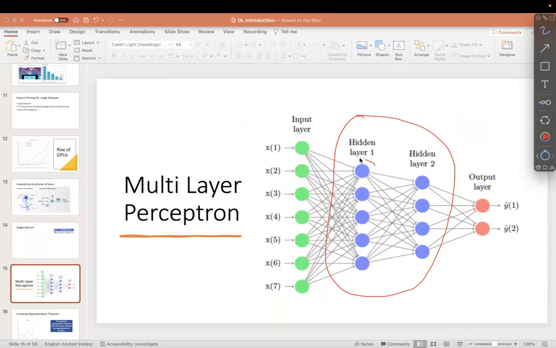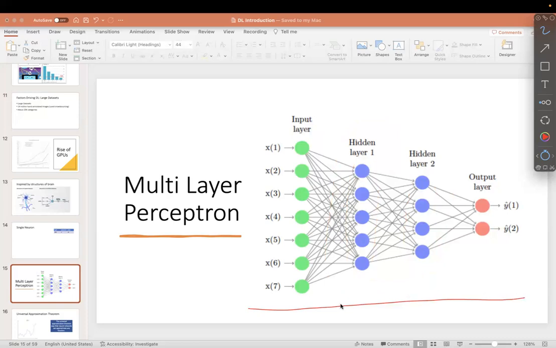So you can actually have something called hidden layers in between, right? You can have one or more hidden layers. And in each hidden layer, you can have multiple neurons. And in total, we can call this an artificial neural network.